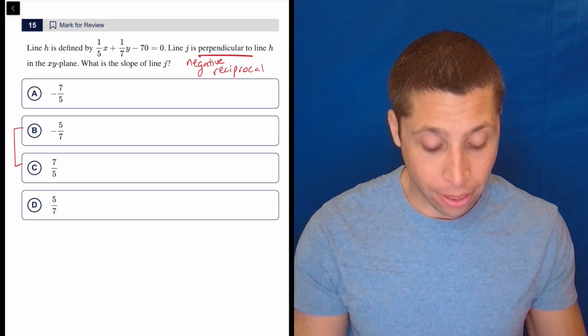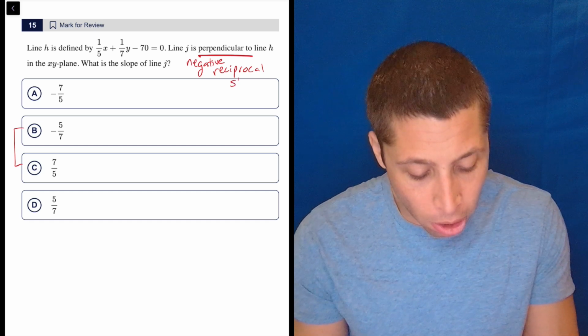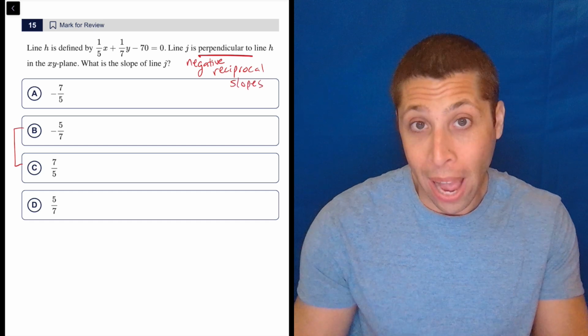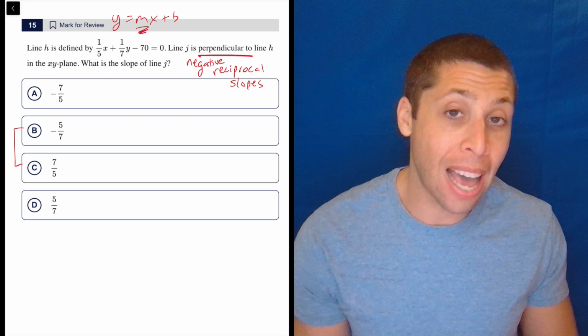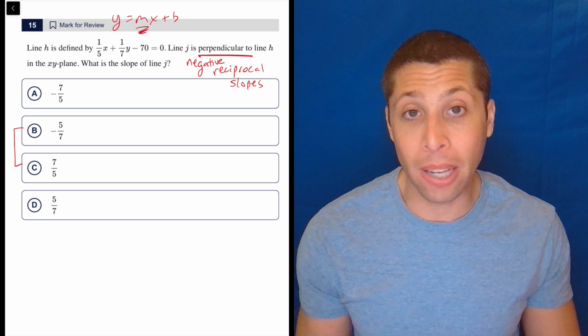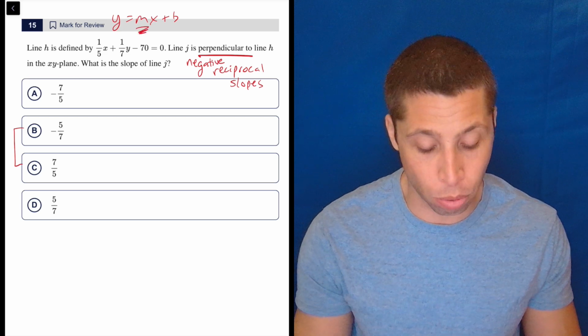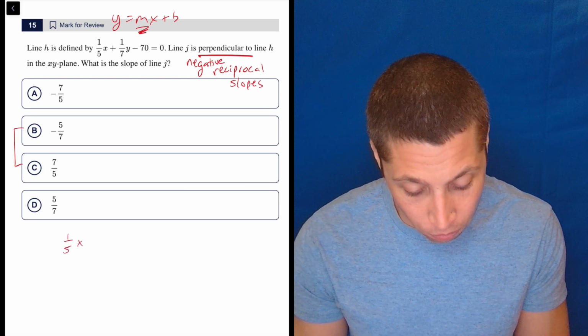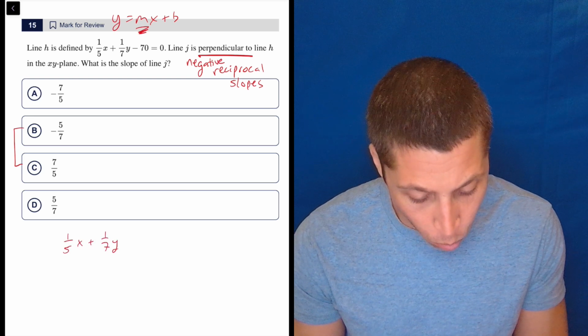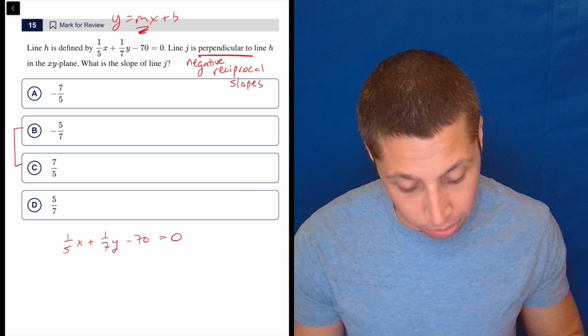If you do know that fact, though, in order to talk about slopes, we need to have our equation in y equals mx plus b form. We need that number attached to the x, and we need y to be alone. And neither of those things are really true right now. So we're going to have to manipulate this. So let's write it down here. 1/5 x plus 1/7 y minus 70 equals 0.